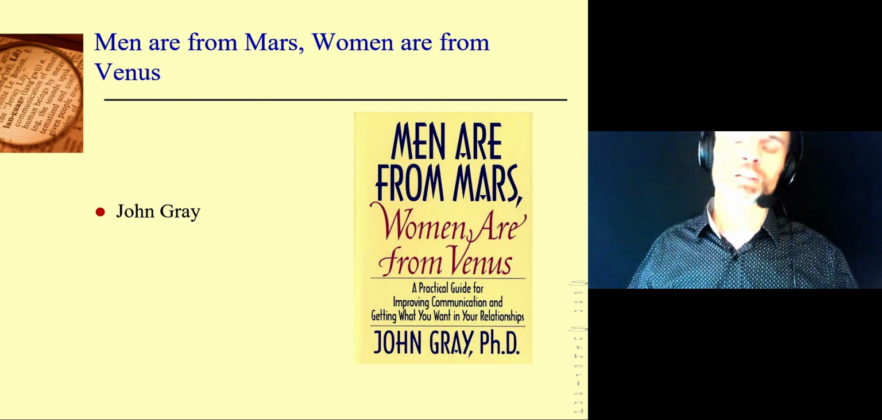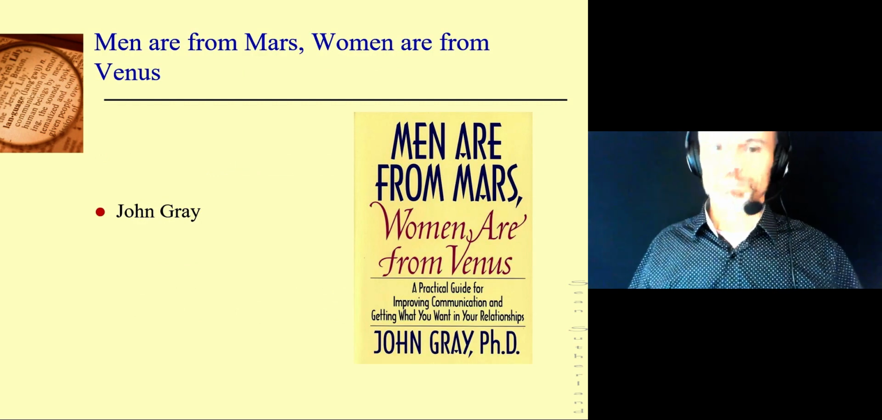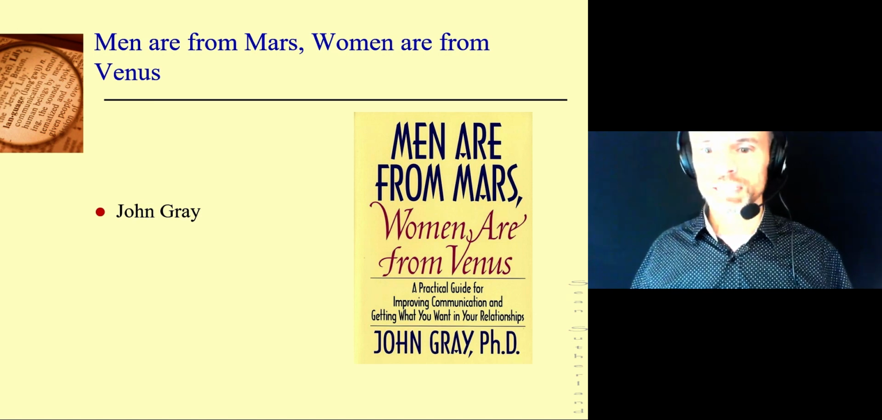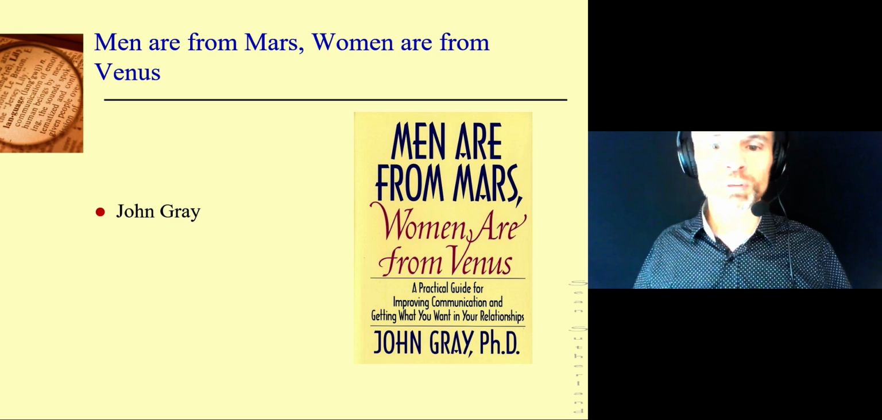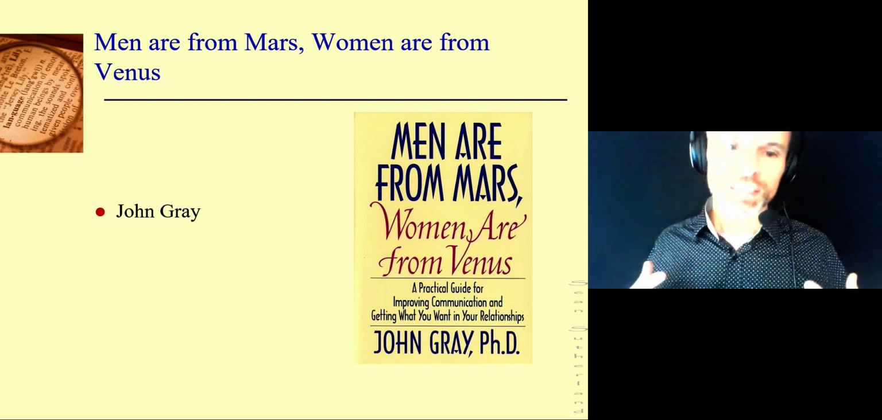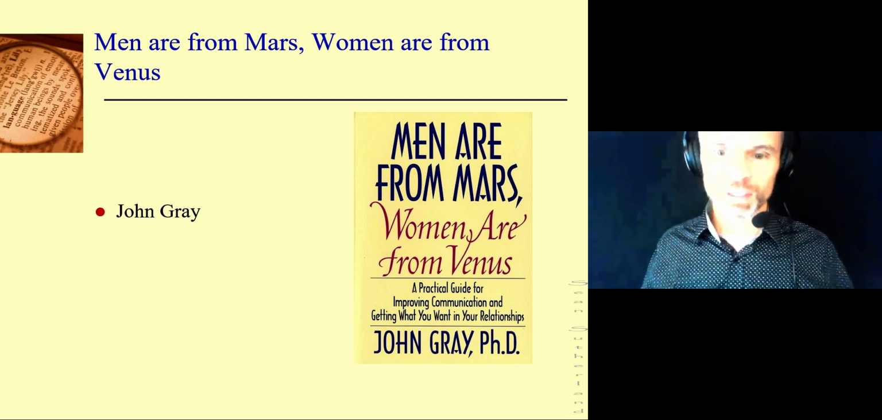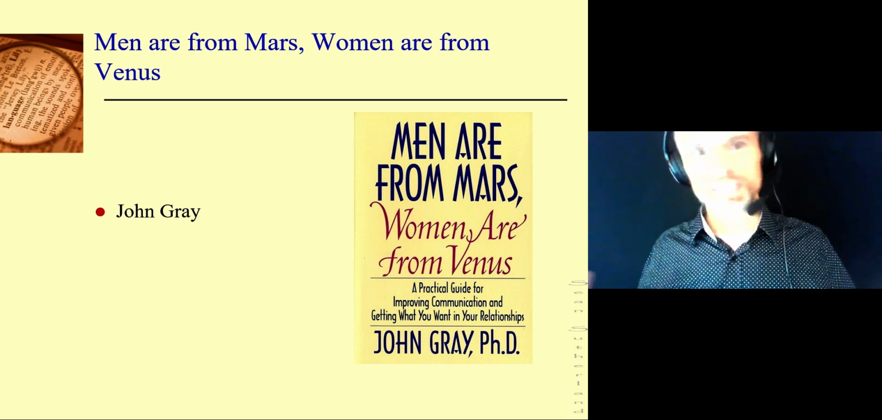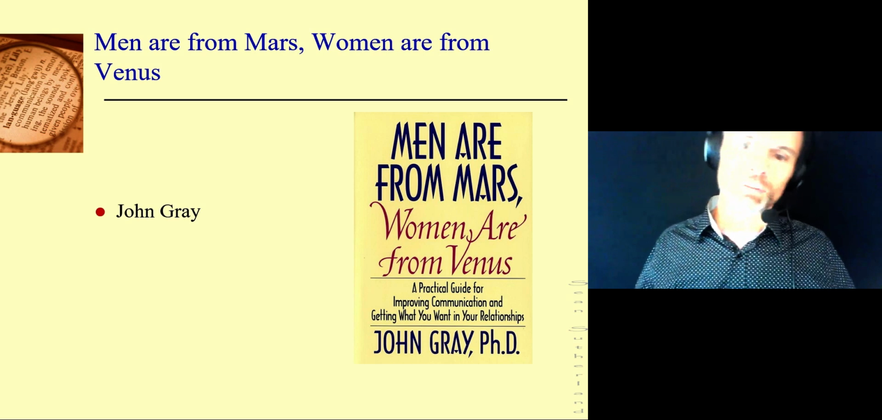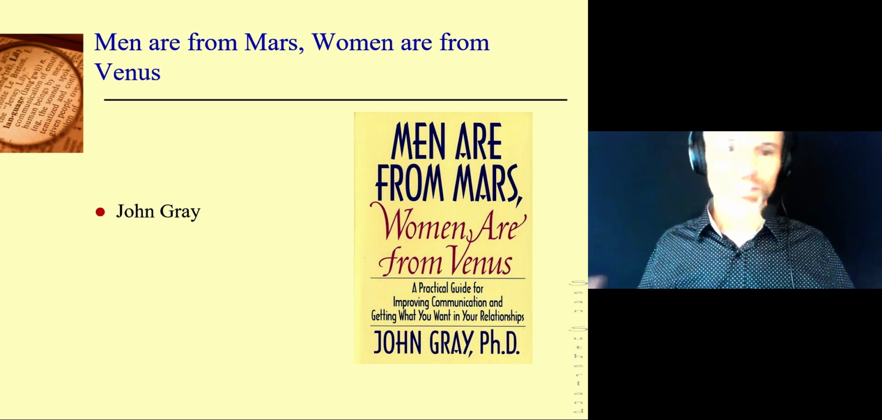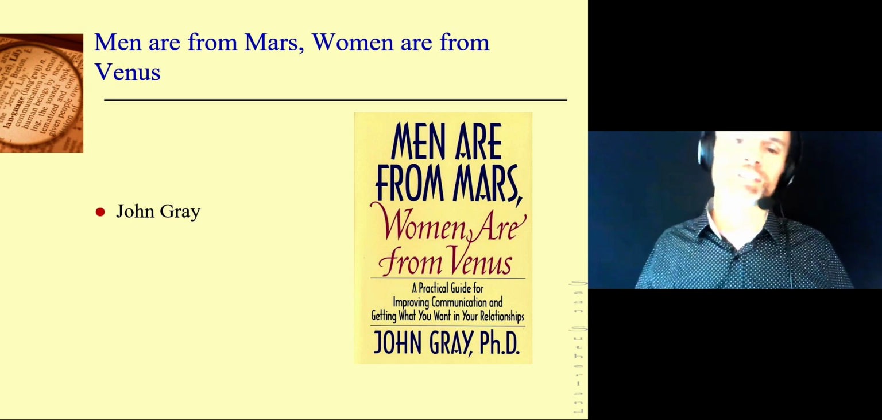Probably the most famous book of these is John Gray's Men Are From Mars, Women Are From Venus. And as it says, it's a practical guide for improving communication and getting what you want from your relationship, right? That if you just follow his advice, things will be better for you. And he has chapters about various things to do with men and women being different. Of course, we're focused on the chapters that he writes and others about the linguistic behavior, right?